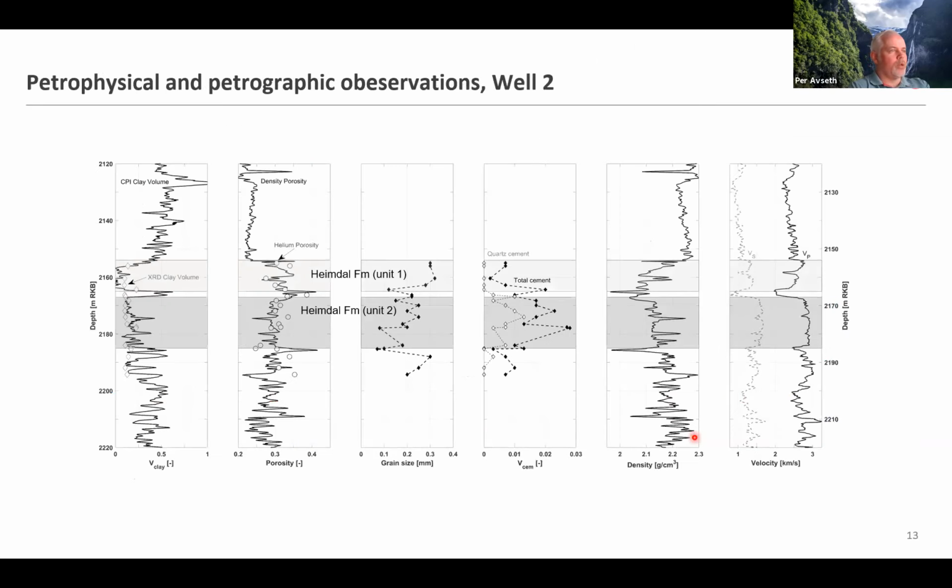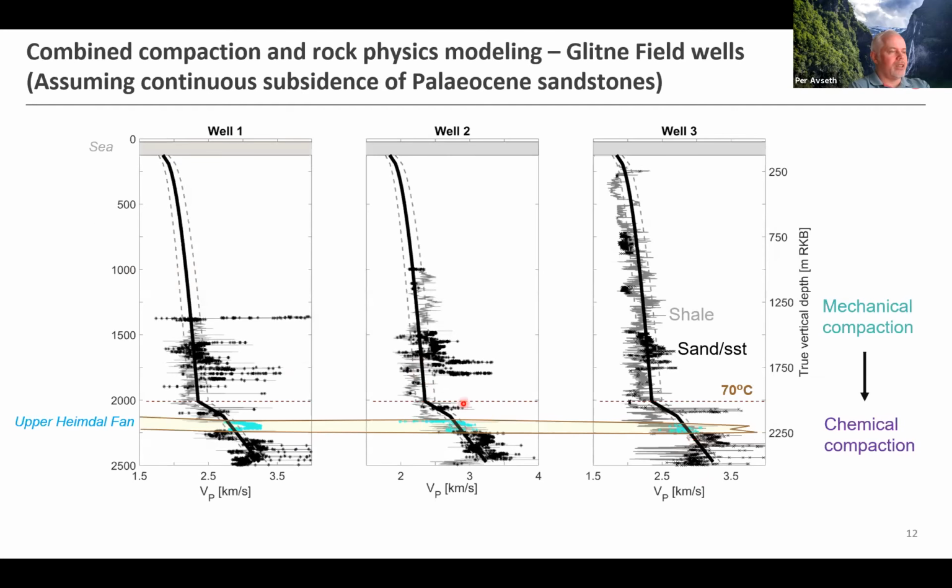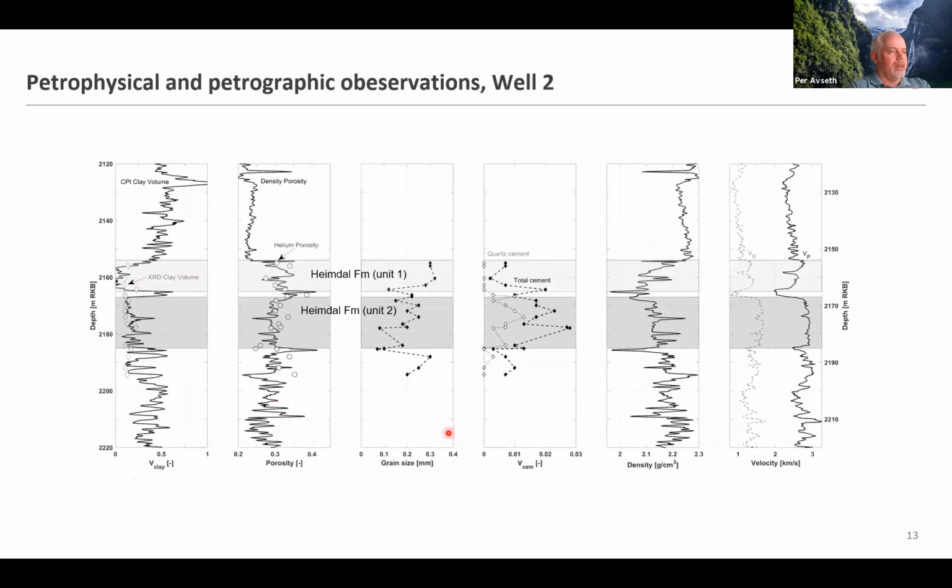And here is from this well 2, the one in the center. I just highlight this zone here. And here we actually have some core and thin sections, so we have some information about the grain size. We even have some thin section quantification of cement volume.